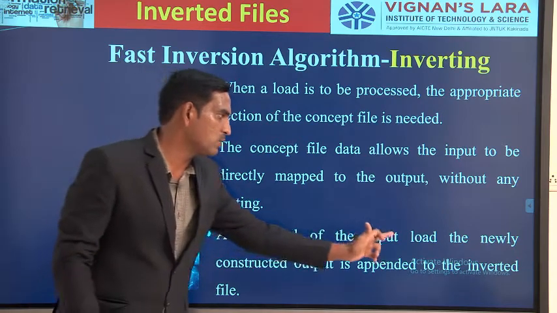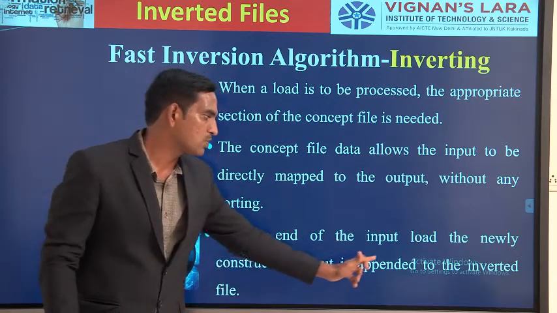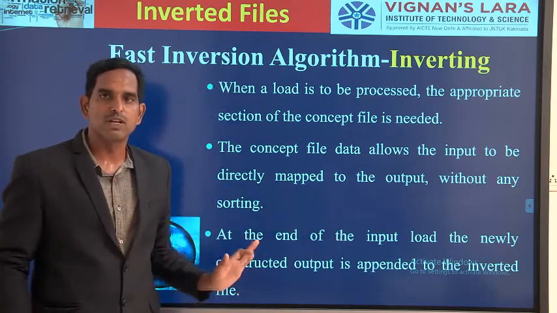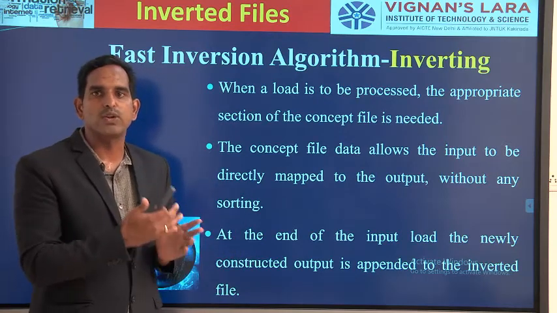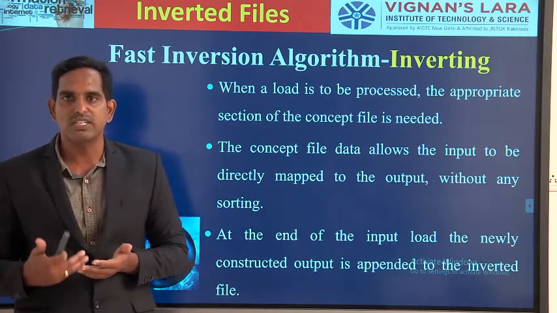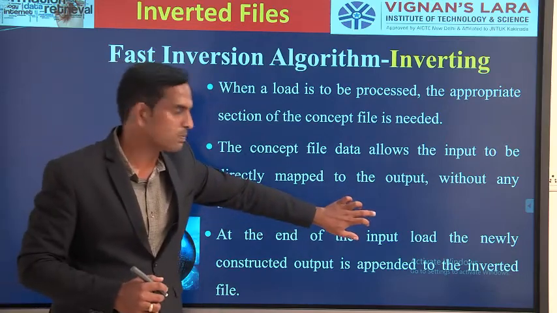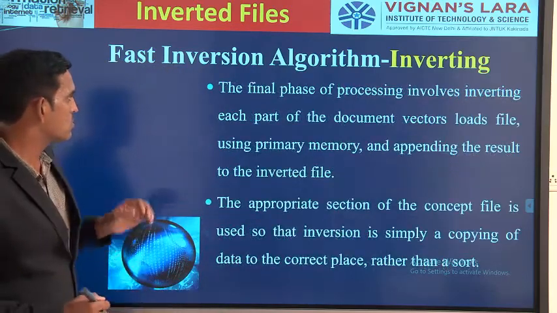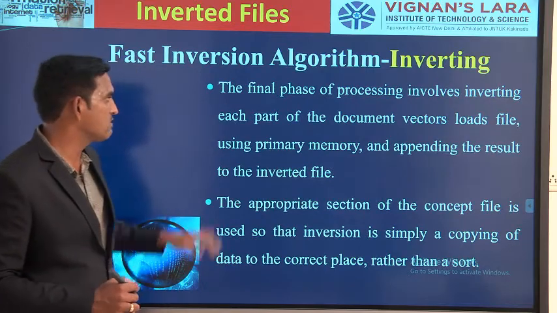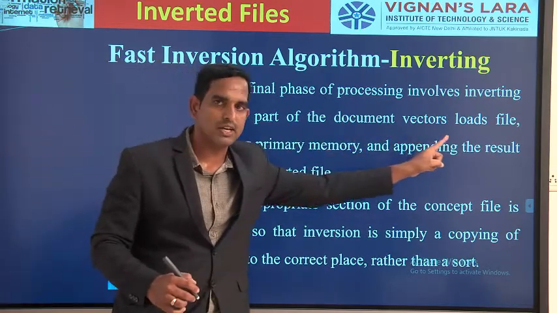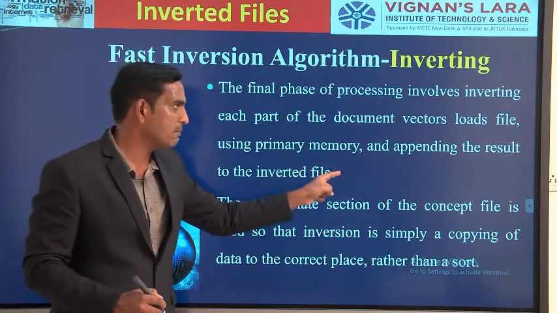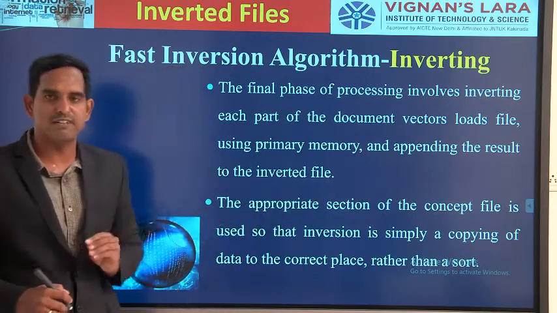At the end of the input load, the newly constructed output is appended to the inverted file. So you will take the input and create one newly inverted file from the postings file as well as your load file splits. The final phase of processing involves inverting each part of the document vector load files using primary memory and appending the result to the inverted file.